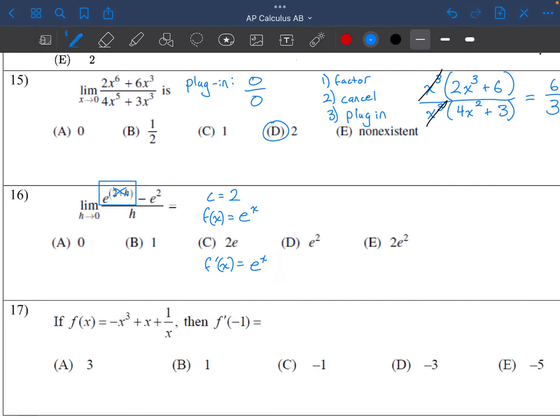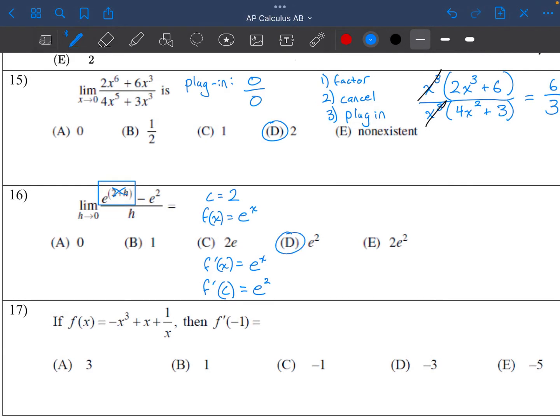And then finally, we have to plug in our value of c. What is f prime of c? Well, that's going to be e to the power of x. So I should say f prime of 2, right? E to the power of 2. And there it is. Correct answer, D.